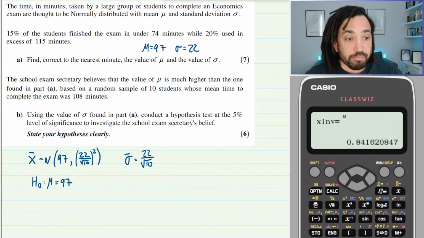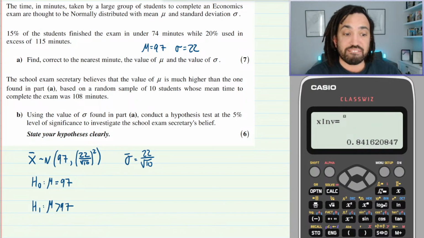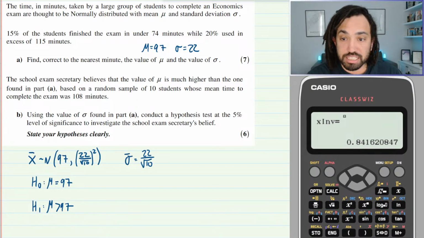We then say H1 is mu is greater than 97. Okay, let me answer a few questions just so we set this up. Why did I say greater than? I said it because the person believes the mu is higher. So that's why we've got the greater than there.